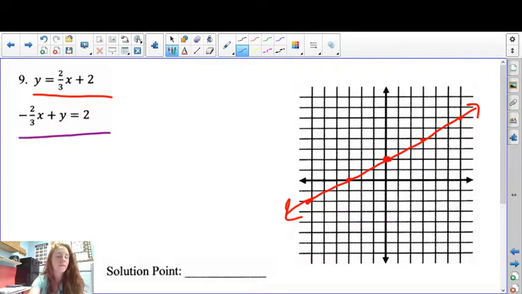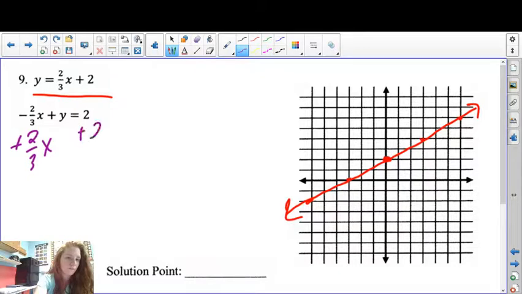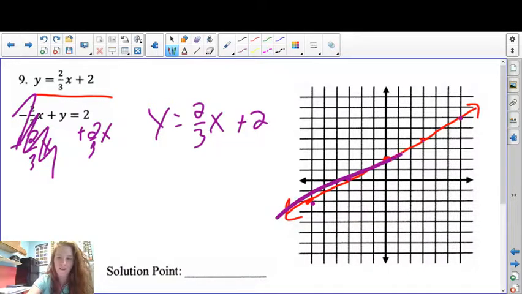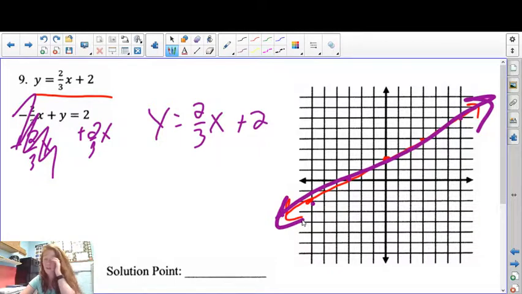See the second one, I see that it's not ready to go, so I have to add over my 2/3 x. Those guys are gone, so I have y is equal to 2/3 x plus 2. Wait a minute, that's there, and then that should be there, and then that should be there, and that should be there, and then it sits, if I could draw straight, exactly on top of each other.